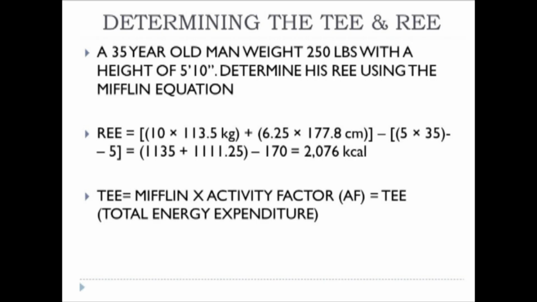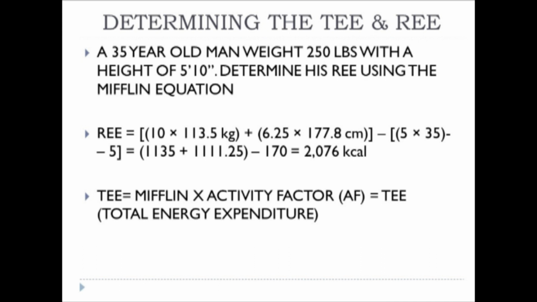Let's do an example. A 35-year-old man weighing 250 pounds with a height of 5'10". Determine this individual's resting energy expenditure using the Mifflin equation. So I have the Mifflin equation written out here. And if you've memorized it, then you will do first the conversion of the body weight. So 250 pounds times 0.454, and you get 113.5. So that 113.5, because you've memorized it, will multiply the 10, and that gives you basically 1,135. Now you can write this down quickly on a piece of paper.